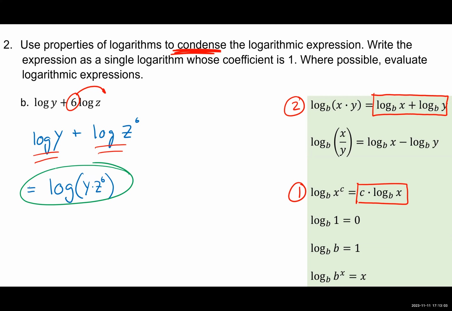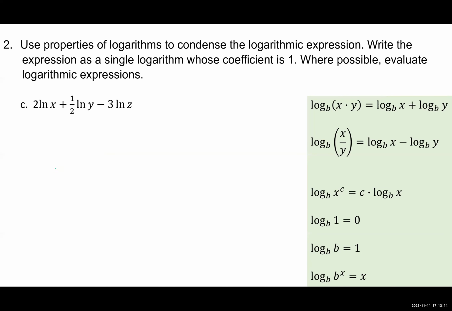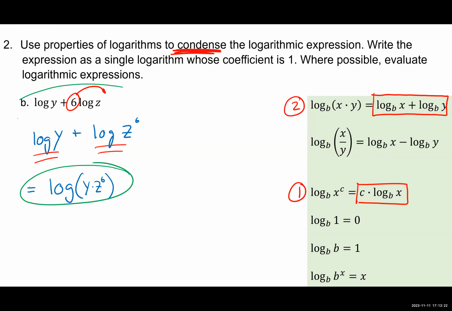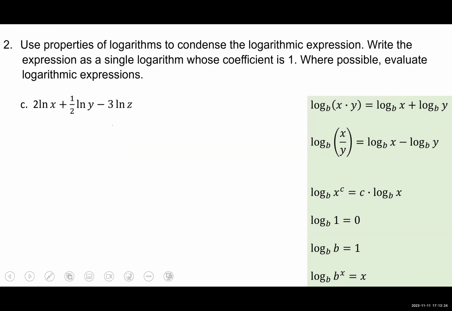Okay, so that's it. Take one log, split it apart into smaller pieces, or start with smaller pieces, combine them into one log. Let's do one more of these. Well, we got 2 times the natural log of x plus 1/2 times the natural log of y minus 3 times the natural log of z.